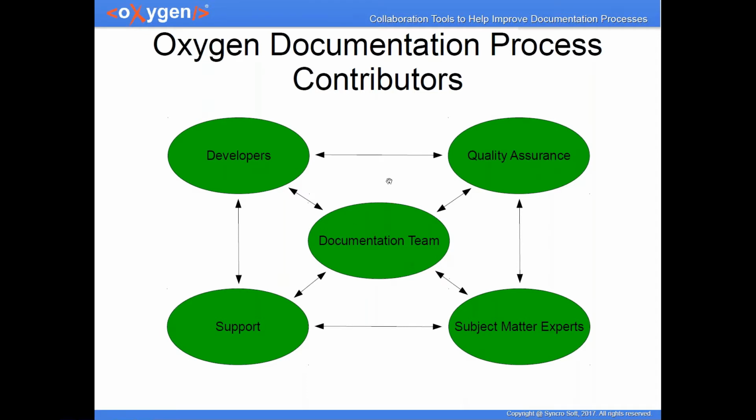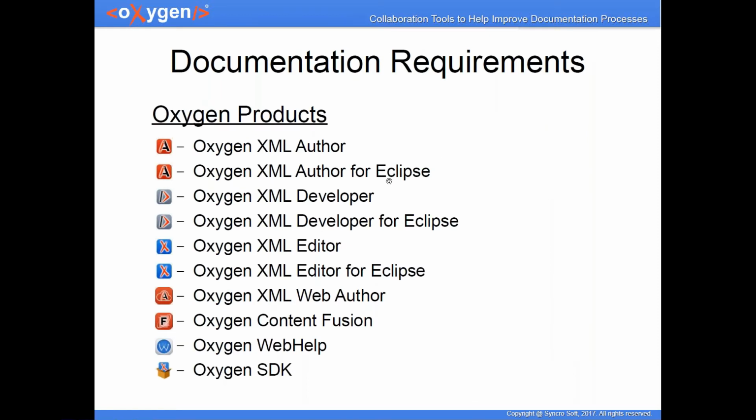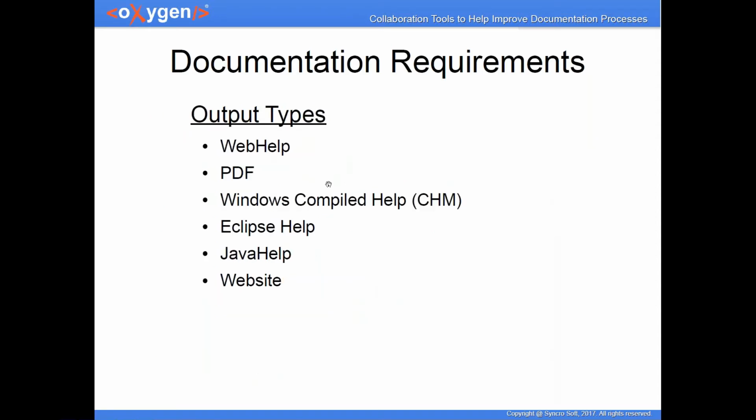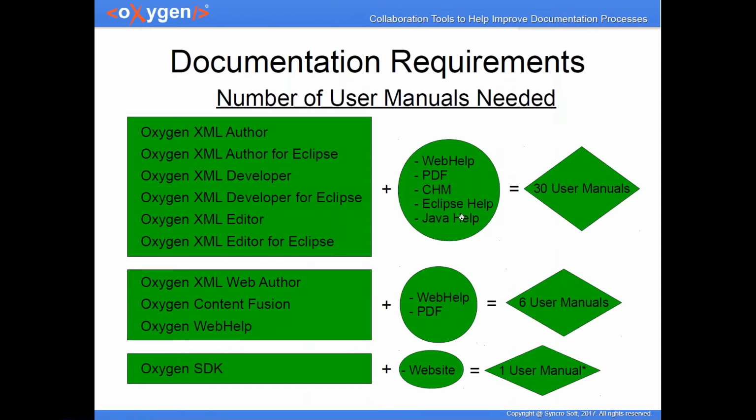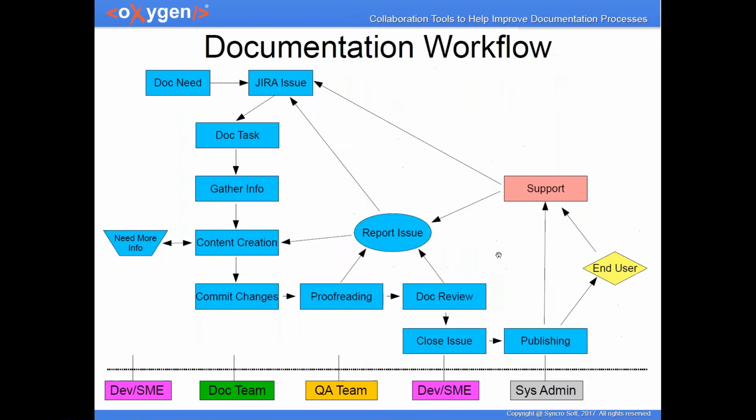Now let me quickly show you what we're ultimately trying to achieve. So we basically have 10 main products. These are the types of output that we use. And for the first 6 products, we generate 5 types of output or 30 user manuals. For the next 3, 2 types, an additional 6 user manuals, and for the last one, 1 additional one. So 37 user manuals, and we're responsible for numerous other types of documentation, but regardless, they all fit into our overall workflow and collaboration process.